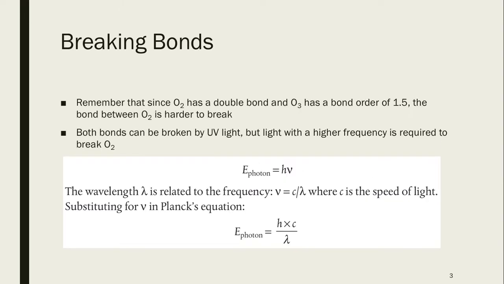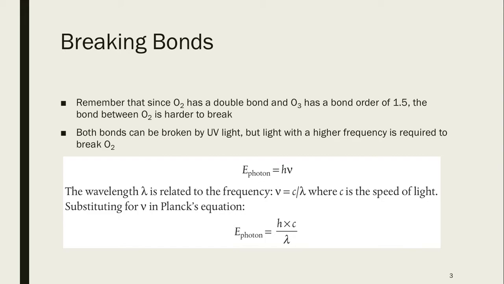So oxygen has that double bond. Ozone had that resonance structure and had a bond order of about 1.5, meaning that in order to break the oxygen bond, it's actually harder to do that than with ozone. Now, both of the bonds between oxygen and ozone can be broken by UV light, but light with a higher frequency is required to break oxygen. So because it has that double bond, it's going to take more energy, and more energy means a higher frequency.